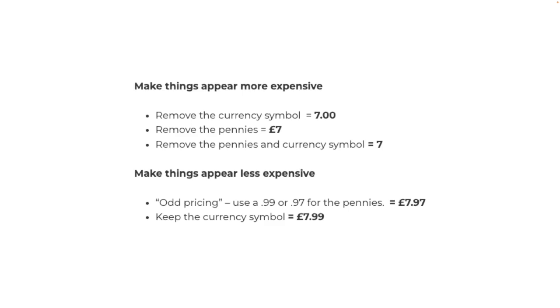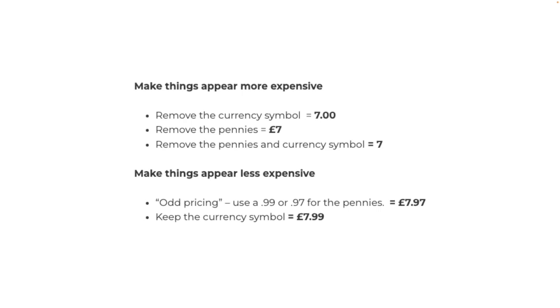So the two different approaches we've got here, we can make things appear more expensive by removing the currency symbol, removing the pennies and the currency symbol. And that last one, removing the pennies and the currency symbol, if you imagine a restaurant menu, for example, this is a common tactic where a starter will be $6 and the main course will be $25. There's no mention of the fact that that's money. It looks neater, it looks really cool, but it kind of implies it's a higher quality, more expensive place.